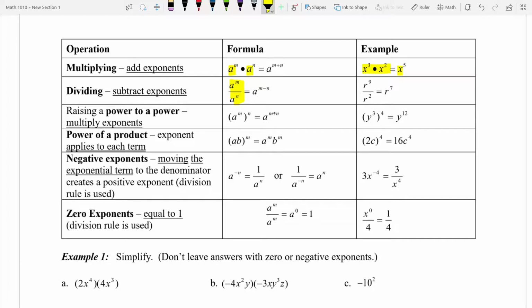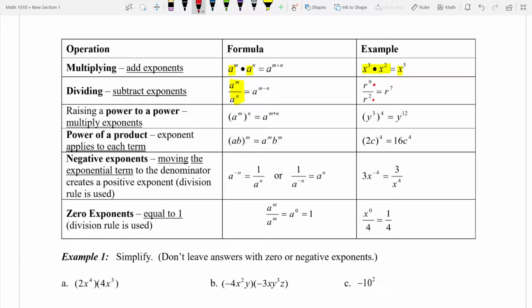The next one is when you divide, you subtract. So look right here. And I don't even think about it like that, you guys. I say, look, I have 9 on top, 2 on bottom. Where do I have more? On top. How many more do I have on top? 7. So R to the 7th is on the top. Okay, everybody watch these right here.